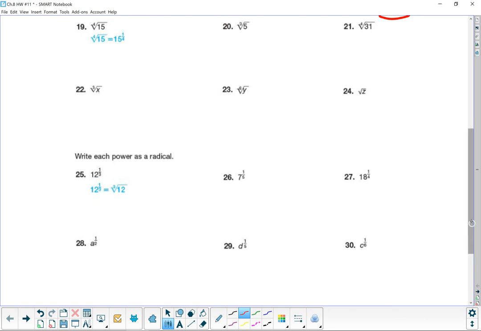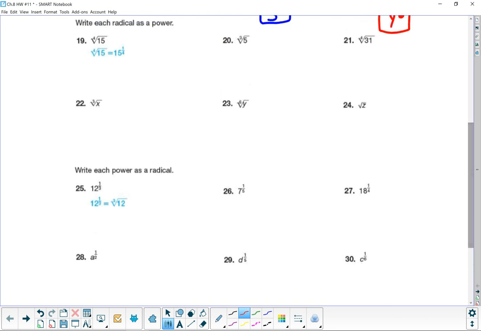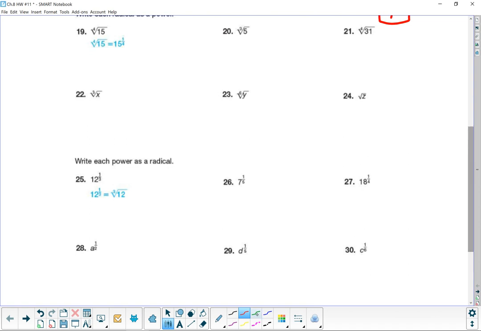This is just rewriting each radical as an exponent, or as a power. Use green and purple this time. The cubic root of 5 is going to be 5 to the 1/3. That's all it is. That little 3 in front of the radical, the root, turns into a 1 over that number. The fourth root of 31 is going to be 31 to the 1 over 4 power.